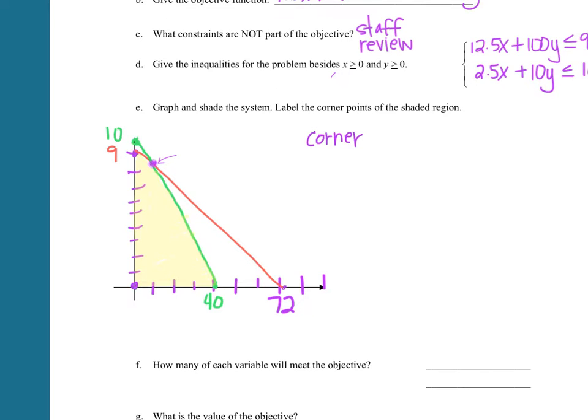Well, 0, 0 is a corner point, of course. Then another corner point is the 40, 0. The corner point on the y-axis is 0, 9. And then my job is to find the intersection of the two constraints.